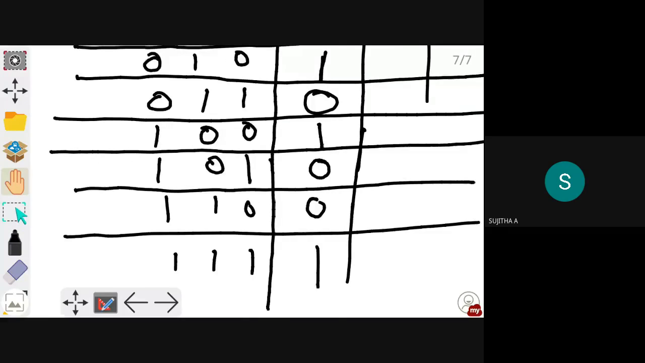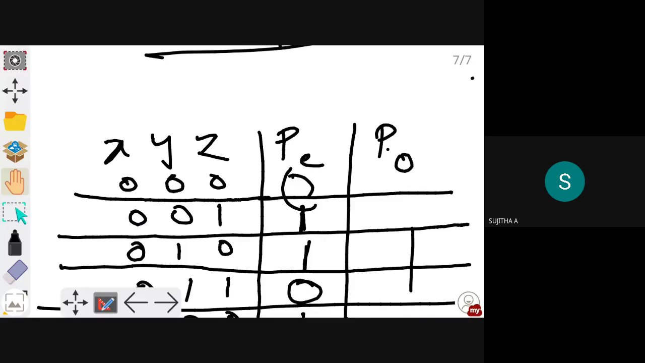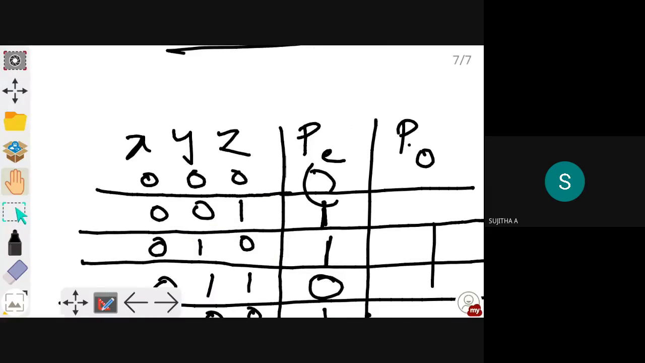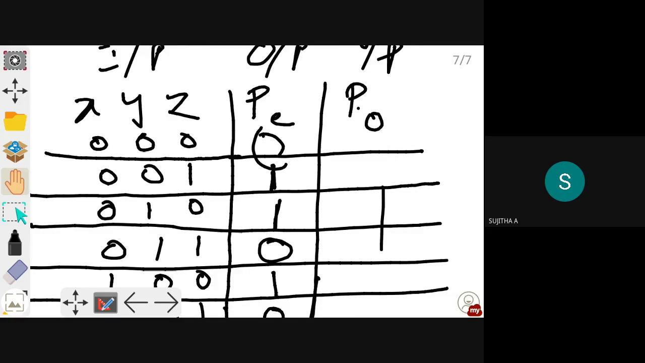So actually XYZ is input and you have two outputs. So you are going to design two logical circuits, one for even parity and another for odd parity. For odd parity, actually 0 number of 1s is considered as an even number. So for odd parity, you have to add 1 here. And for 001, what is the odd parity? Zero, ma'am. 0.